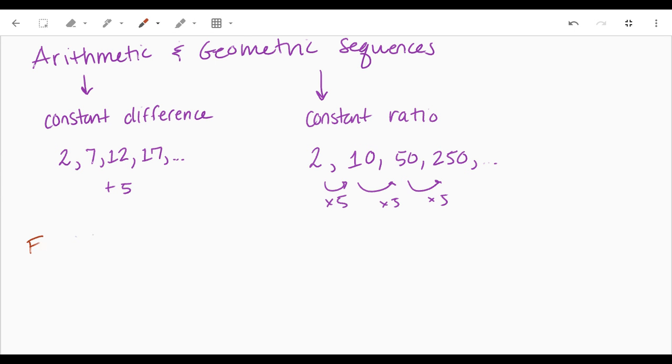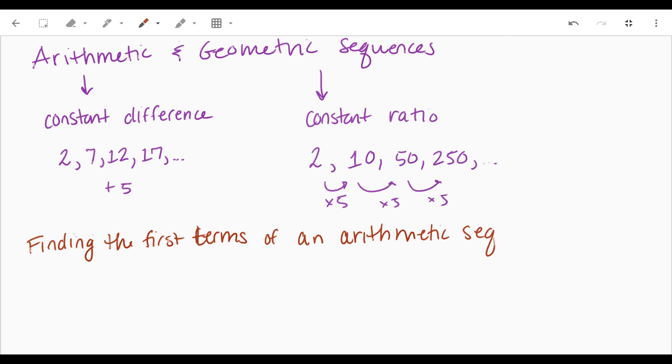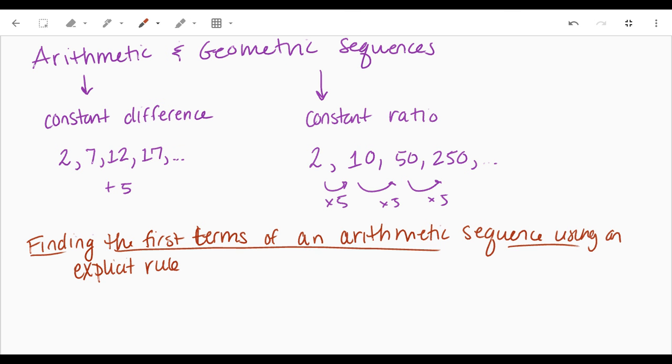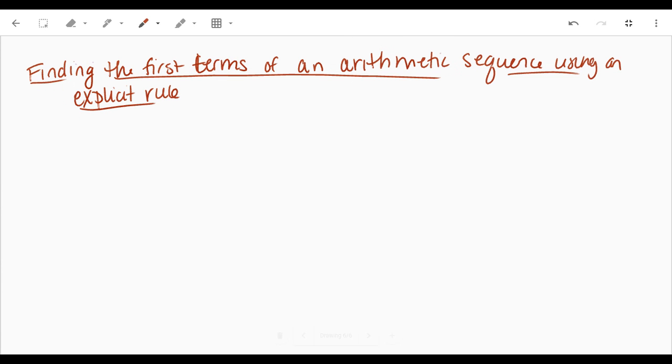Okay, the first topic is finding the first terms. If you guys have your interactive notebooks from Algebra 2, you have all this good stuff in there. Using an explicit rule. So in this one, we have a sub n equals 43 minus 5 times n minus 1. Okay, that's your explicit rule.